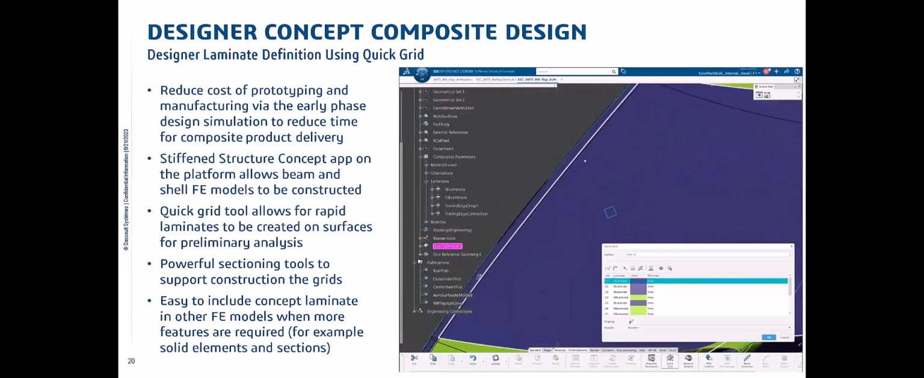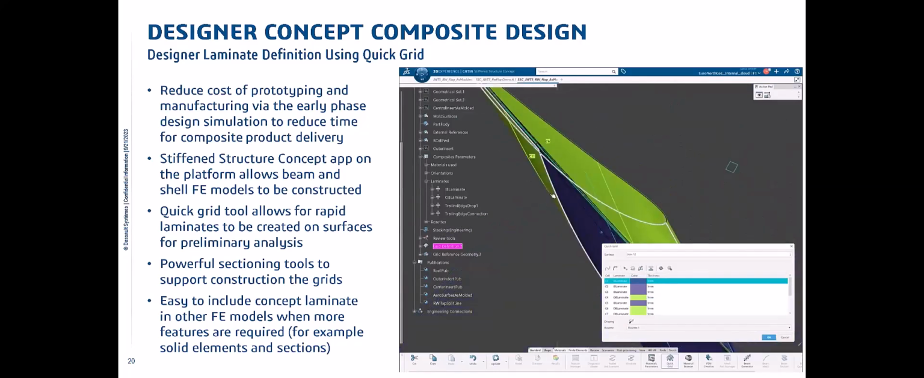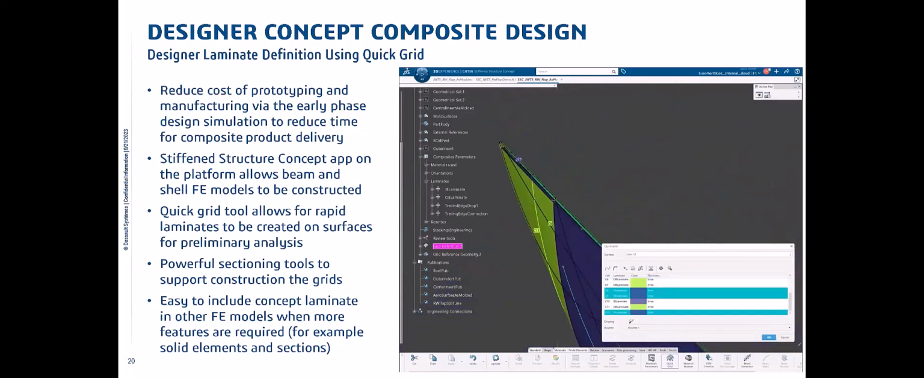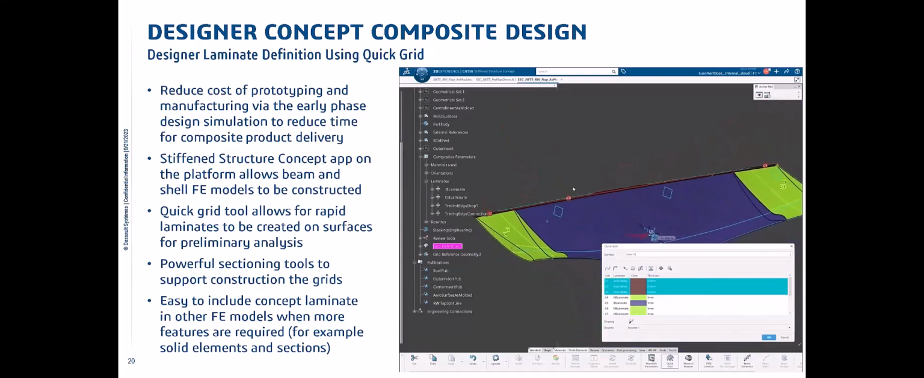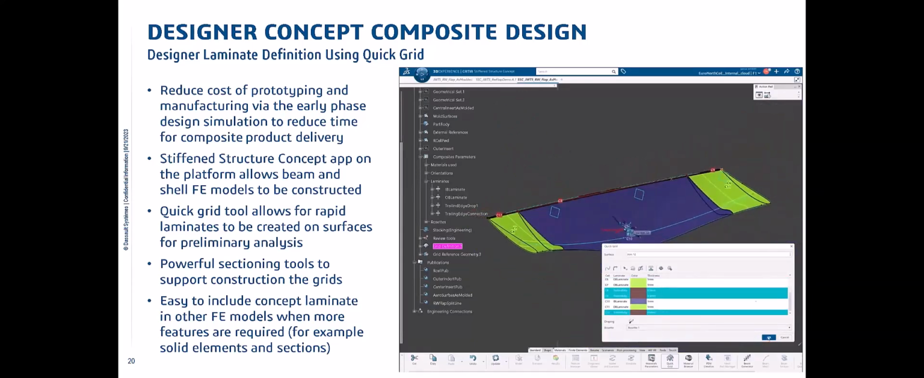It is also possible to dynamically create things like isoparametric curves on the surfaces so that you can use those to split the grid without having to exit the quick grid tool. Grids can be multi-selected to apply laminates. And so in this example, you can see that the trailing edge regions get multi-selected, so the same laminate is applied.